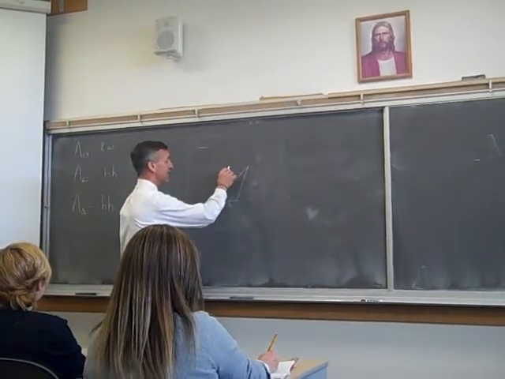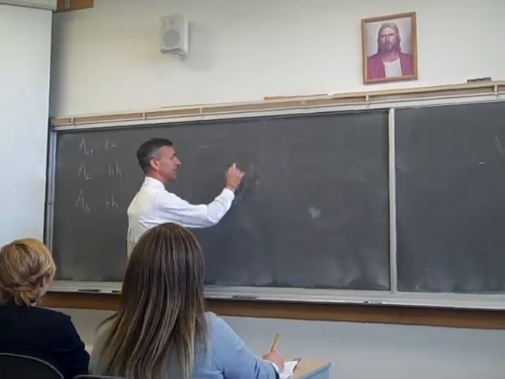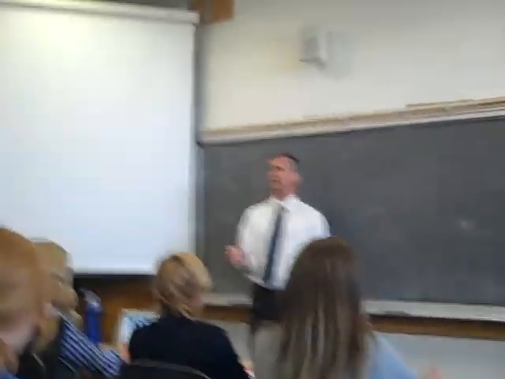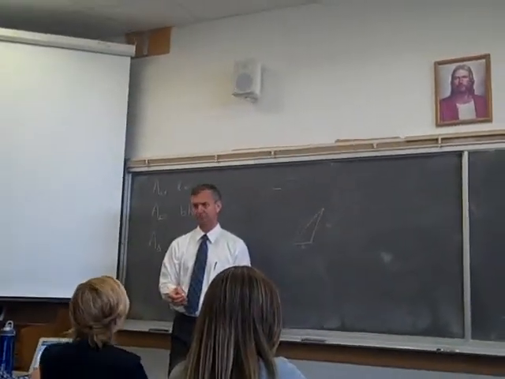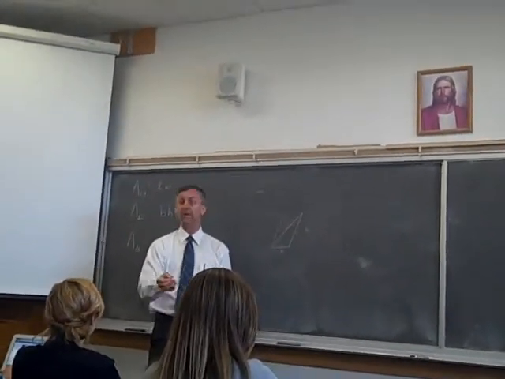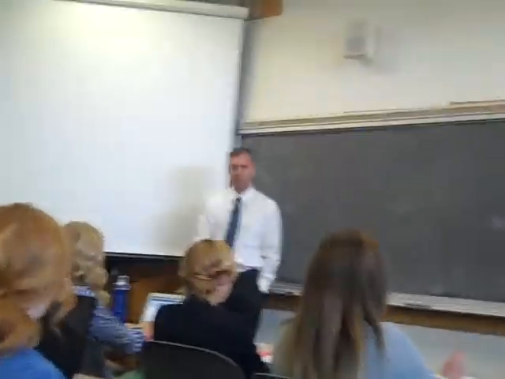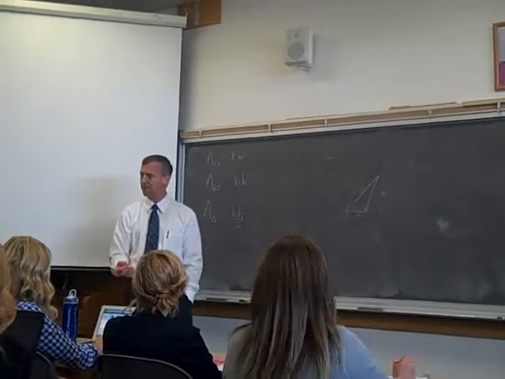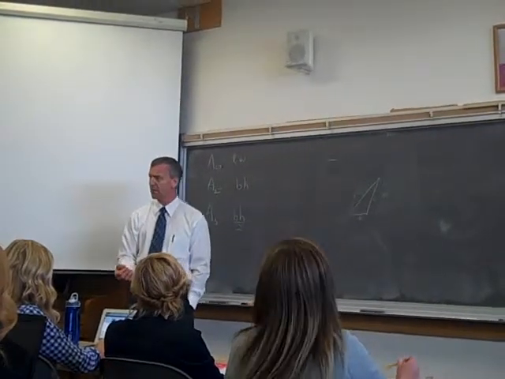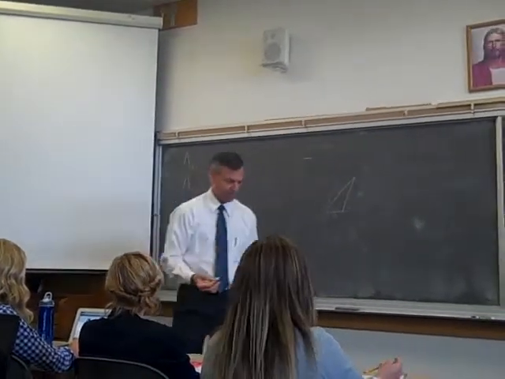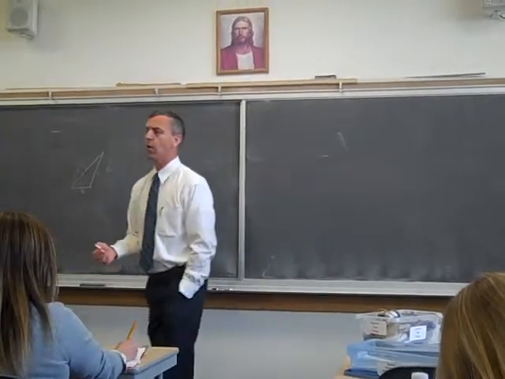Since base times height gives us the area of this parallelogram, and we're after the area of the triangle, what have we got to do? Divide by 2. Because otherwise I'm going to get 2 triangles, right? Does that make sense? So, there's one way to look at it.